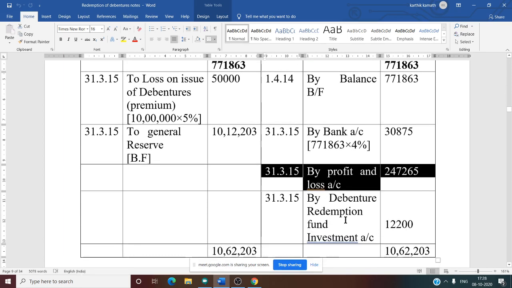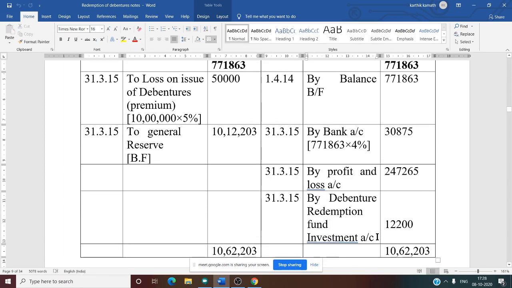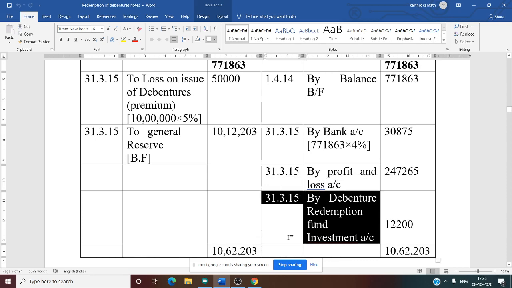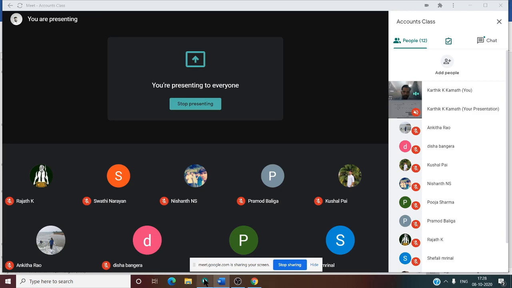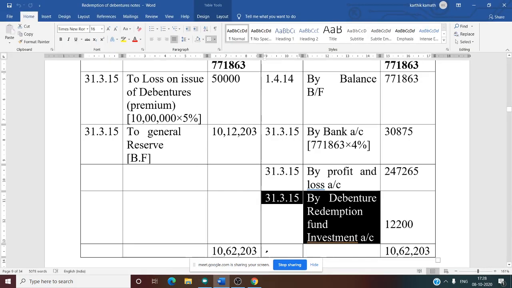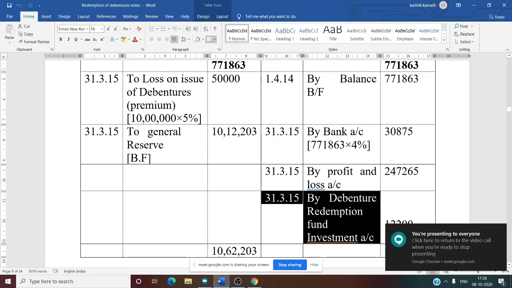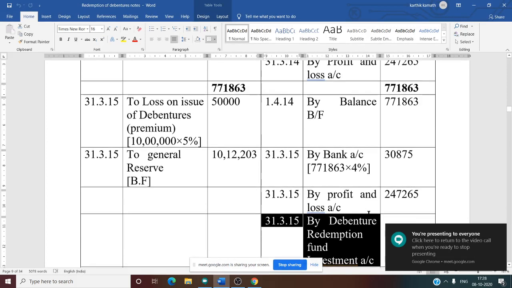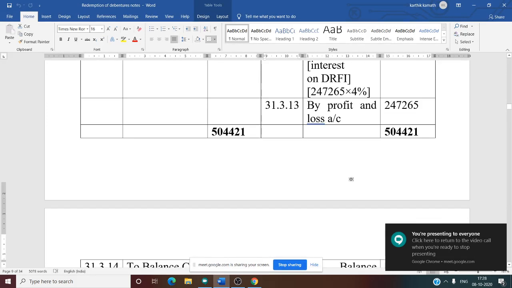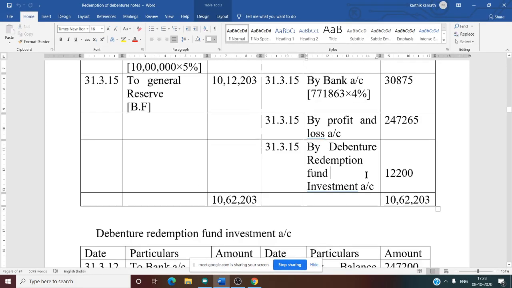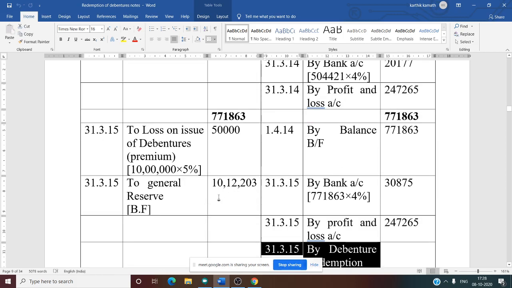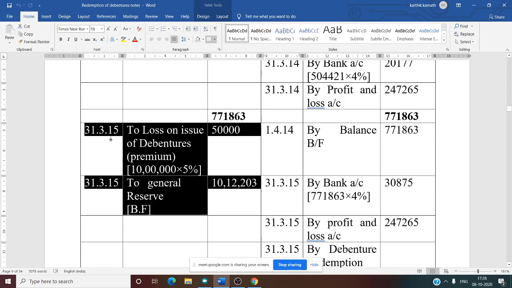So what about this entry now? What about this entry 31/3/2015? This entry is a transfer entry. Now you don't write it. You need to leave that as it is. After doing the debenture redemption fund account, you need to leave some space. So don't write this entry here, and here also on the credit and debit side of the debenture redemption fund account for the last year, don't write this entry.